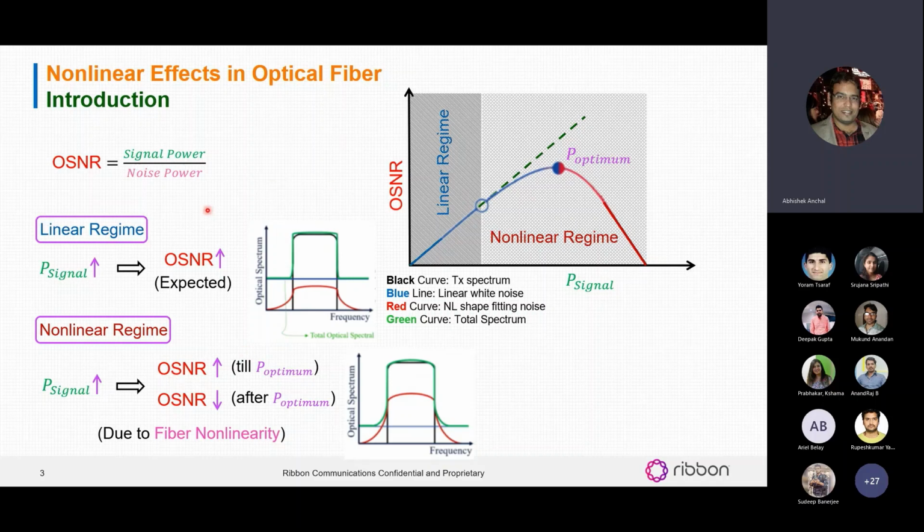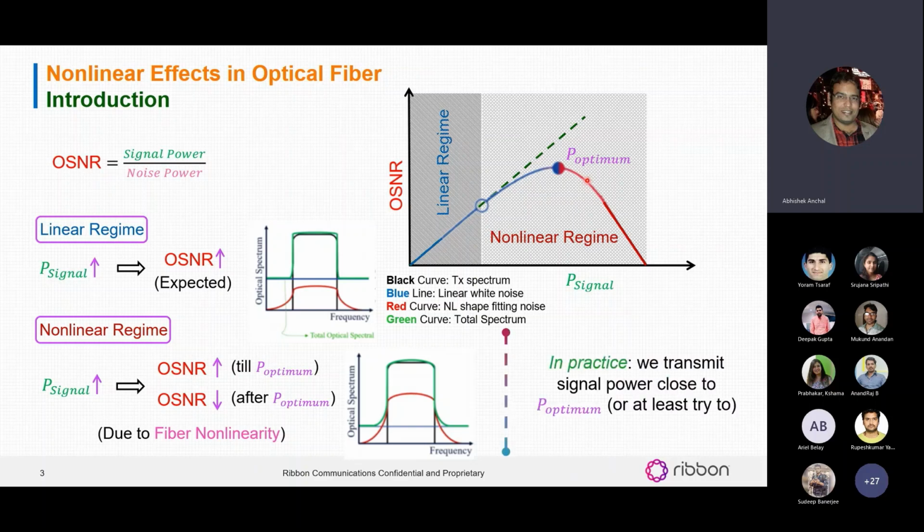So even if we try to increase the OSNR by increasing the signal power, we are never able to get a high OSNR because of the fiber nonlinearity. So what we do is bias our transmitter or transceivers at the optimum power.